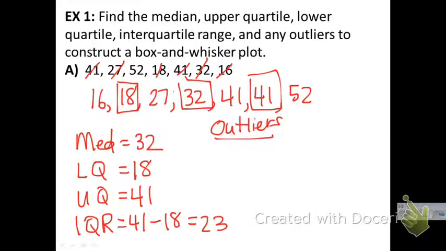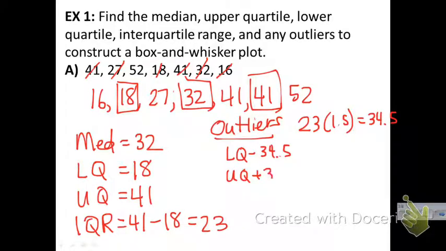To determine if there are outliers, we take that 23 and multiply it by 1.5. This will give us a number. In this case, it's 34.5. And we're going to take that number, we add it to the lower quartile. Let me say that again. We take our lower quartile and we subtract this 34.5 and our upper quartile and we add it. Okay, so when we add it to the upper quartile, we get 75.5, and when we subtract it from the lower quartile, we get negative 16.5.